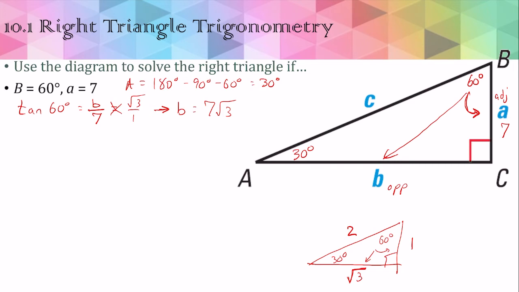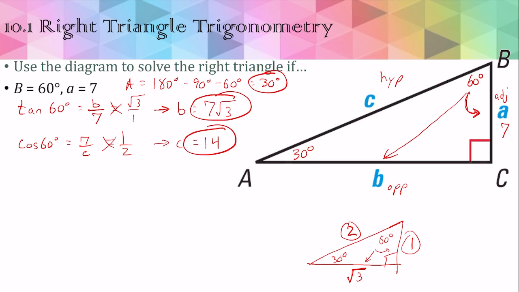And then to find side C, which is the hypotenuse, I'm going to work with what they gave me, the adjacent. Adjacent and hypotenuse is cosine. It's the adjacent over the hypotenuse. Well, looking at the special right triangle down here, the adjacent is 1, the hypotenuse is 2. So we can cross multiply. 1c equals 2 times 7. So there we go. We have now solved it. Found all the things that weren't known.